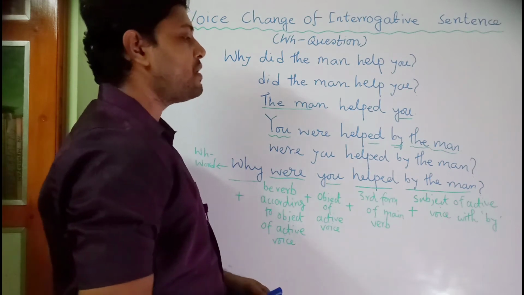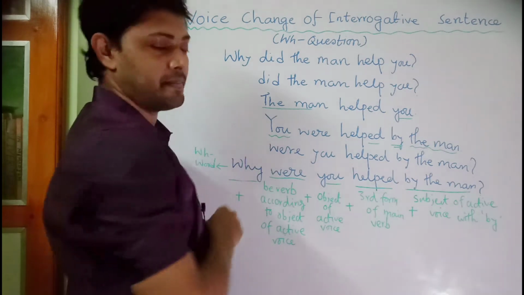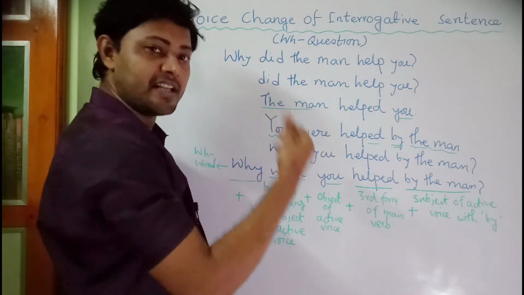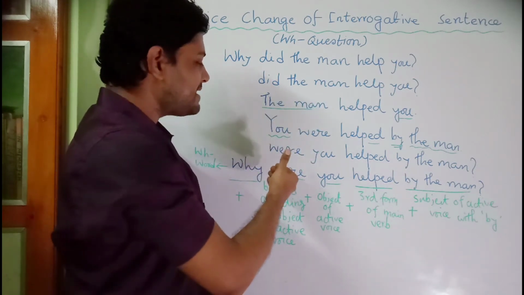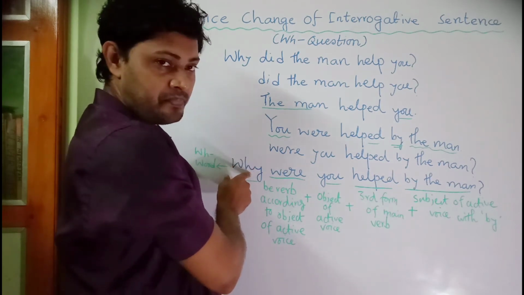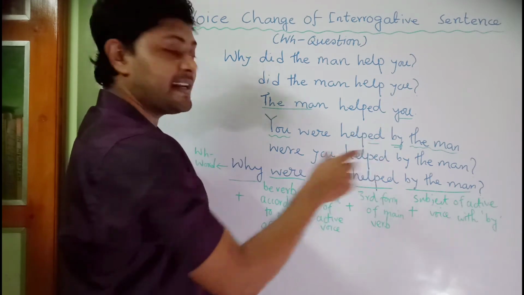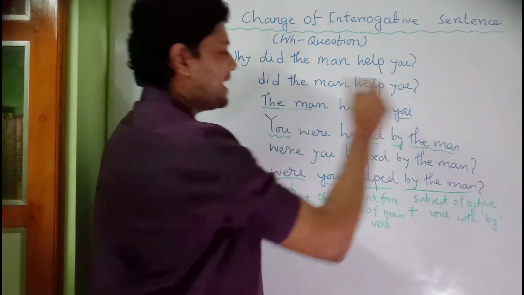So now we have to think again about the WH word why. The question was a WH question, so the answer should also be a WH question. How can we change it into a WH question? We have to place the WH word at the beginning of the yes/no question. So the final answer is why were you helped by the man?